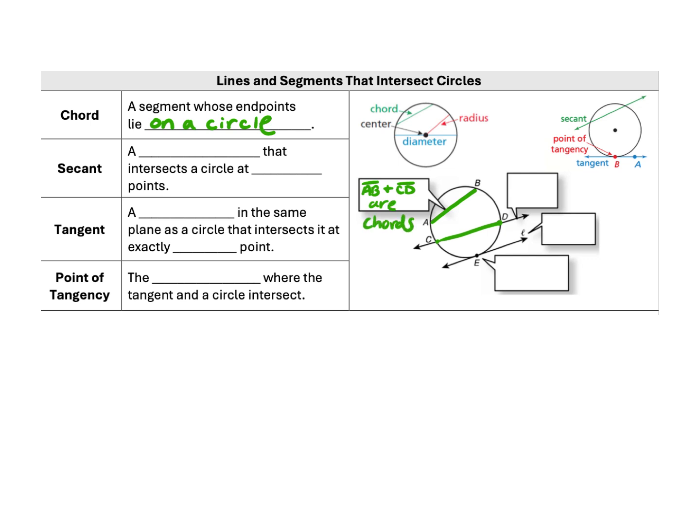Now, a secant is a lot like a chord, but instead of a segment, it's going to be a line that intersects a circle at 2 points. You can see in the picture here, we have our secant, and in this picture here, the secant is the line CD. The notation is really important when you're labeling these. So notice that for the chord CD, I used the segment symbol with just a line and no arrows. And then secant CD has the line with the double arrows.